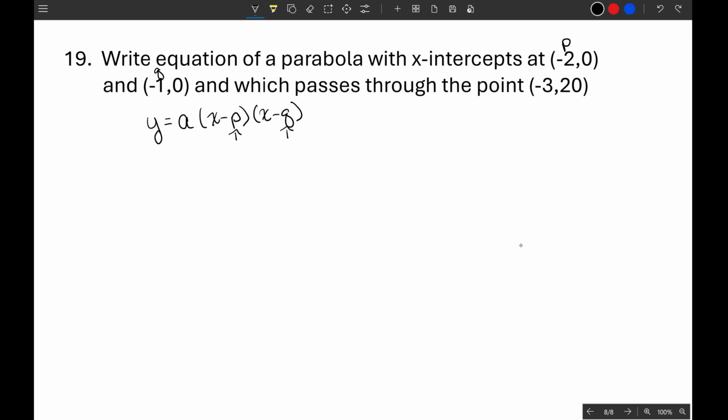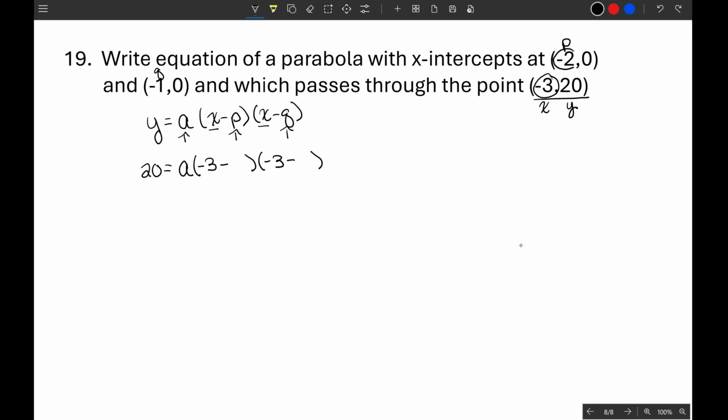So I could have made the negative 2 q if I wanted to. I could have made the negative 1 p. It doesn't matter. The reason that we need this extra point that it goes through is because we don't know what the a is. So we are going to use this as our x and our y just to figure out what the a is. So I'm going to plug in for y the 20. I'm solving for a, and then x is listed twice. So we have to plug in the negative 3 for x here, but then we're also going to have to plug in the negative 3 for this x as well. And then we've got p and q.